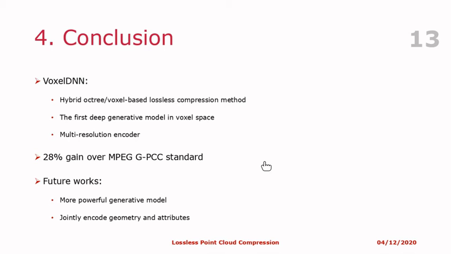So I have presented our virtual DNN solution for encoding point cloud geometry. We have a hybrid representation of the point cloud, and we are the first to deploy a generative model in the virtual space. We also have a multi-resolution encoder. Our method has around 28% gain over ZPCC. For future work, we will develop a more powerful generative model, and we will try to jointly encode the geometry and attribute, as we only have the geometry part here.